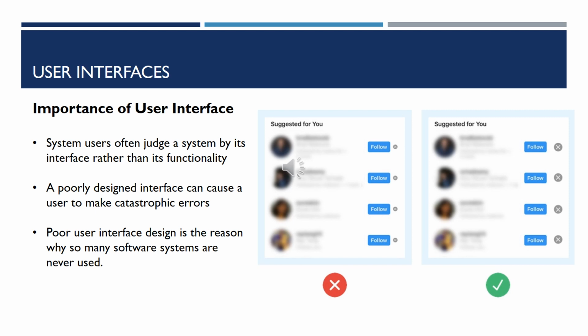This lesson can be very hard for a software designer to swallow. A poorly designed interface can cause a user to make catastrophic errors. As you can see from the image shown, a mistake of clicking follow instead of the close button can lead to catastrophic errors. This can be fixed, as in the image on the right.